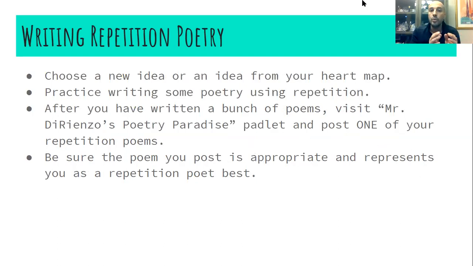I want you to then choose a new idea or an idea from your heart map. If you can't come up with anything else, it's up to you. You can choose from anywhere. That's what the heart map is for. I want you to then practice writing some poetry using repetition.